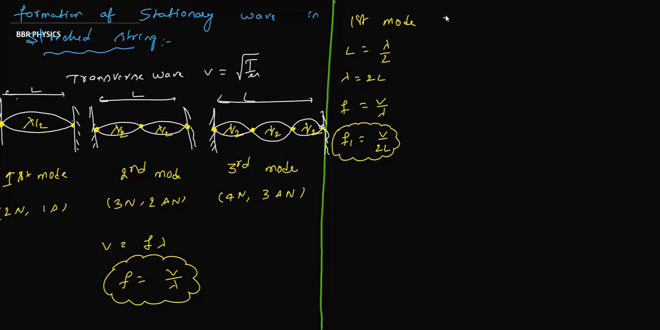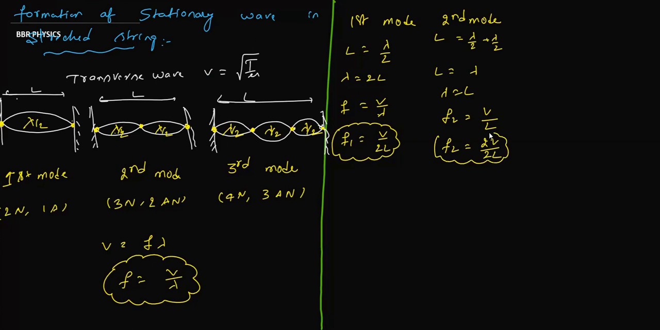Next, the second mode. L equals lambda by 2 plus lambda by 2. Half plus half is full, so L equals lambda, therefore lambda equals L. F equals V by lambda, so F2 equals V by L. I multiply numerator and denominator by 2 to find the ratios easily, giving F2 equals 2V by 2L. This is the first overtone.